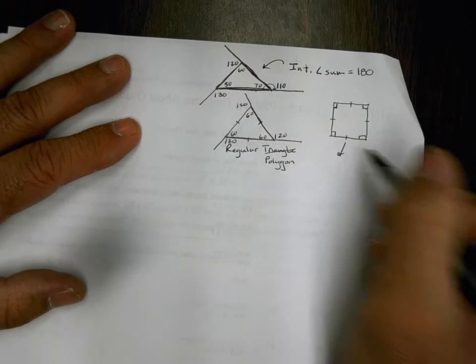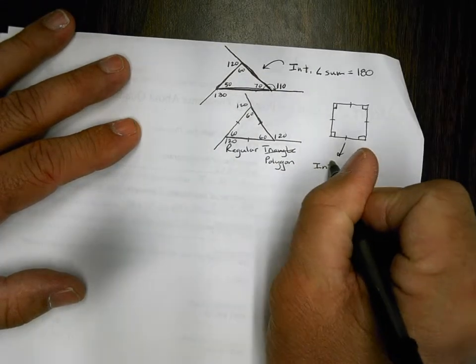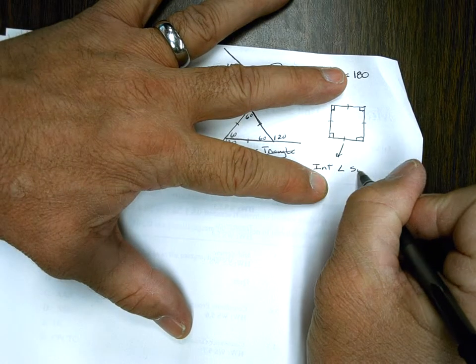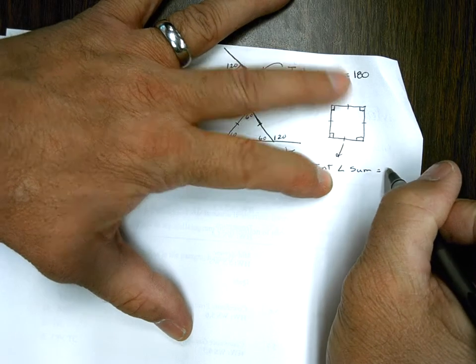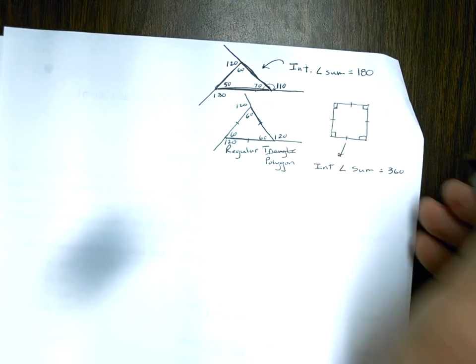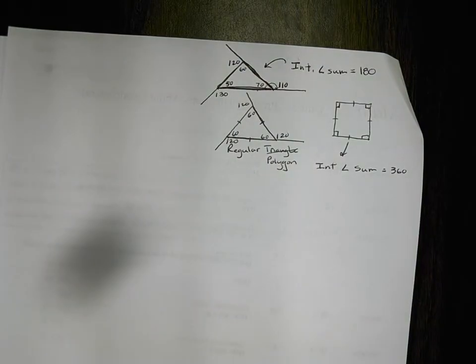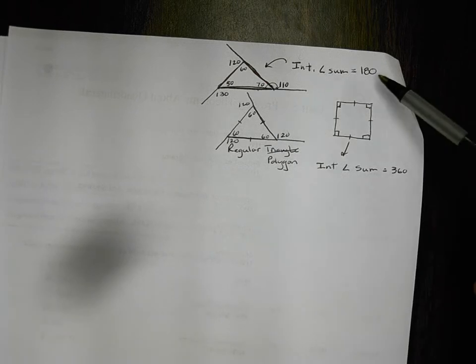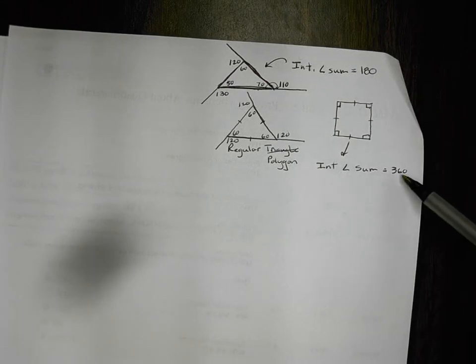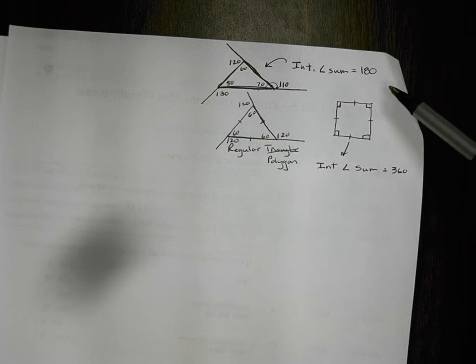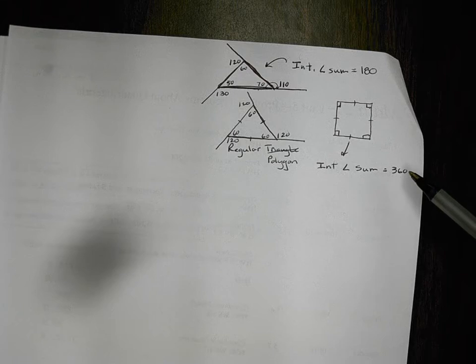So the interior angle sum of a square equals 360. And we could do that for a regular pentagon, hexagon, heptagon, and so on. And what we realize is every time we add a side, we would end up adding 180 degrees, which means if we had a regular pentagon here, it would simply be 360 plus 180 or 540. And that gives us the interior angle sum formula.